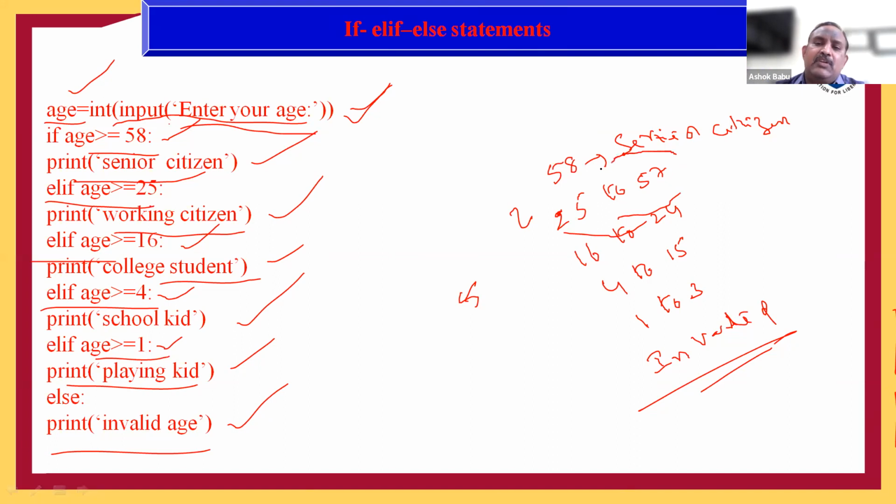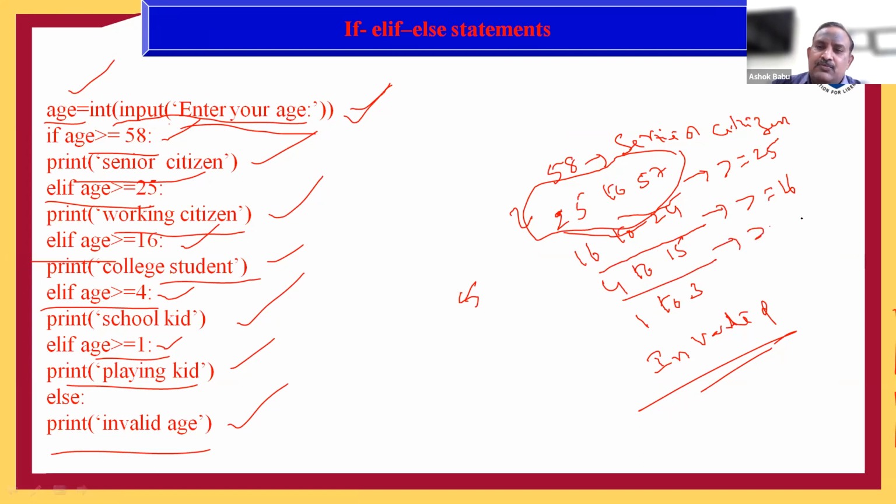Since 58 and above is already covered, we can express the second condition as greater than or equal to 25. The next condition, 16 to 24, can be expressed as greater than or equal to 16. The next condition is greater than or equal to 4, and the next is greater than or equal to 1. And finally, it is invalid.